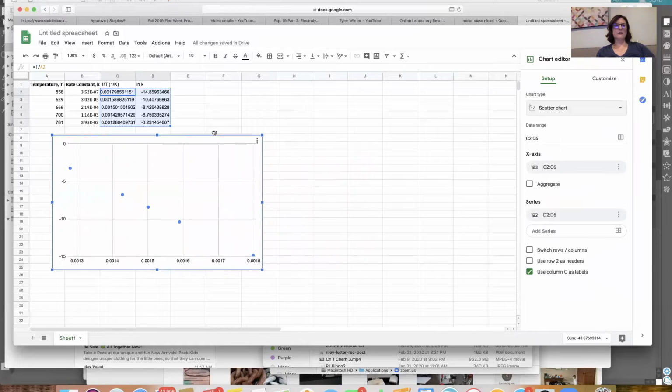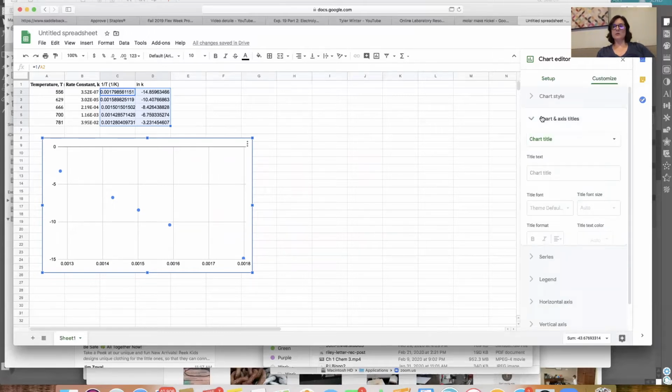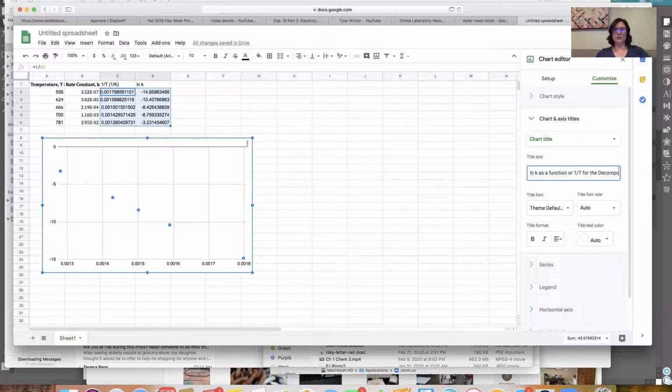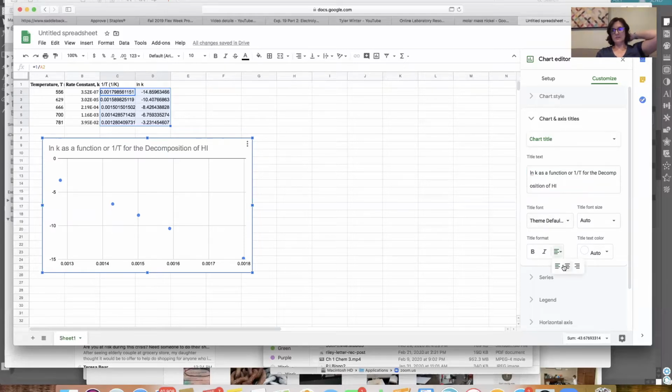Okay, so now I need to add in all the things we need on our graph. So on this same chart editor, I'm going to go to customize, and let's start with our chart titles and axes. I'm going to start with first the chart title, and I'm going to call this the natural log of k as a function of 1 over T for the decomposition of HI, because that's what the reaction is. So I want to give a good title to it. And don't use "versus" in your title.